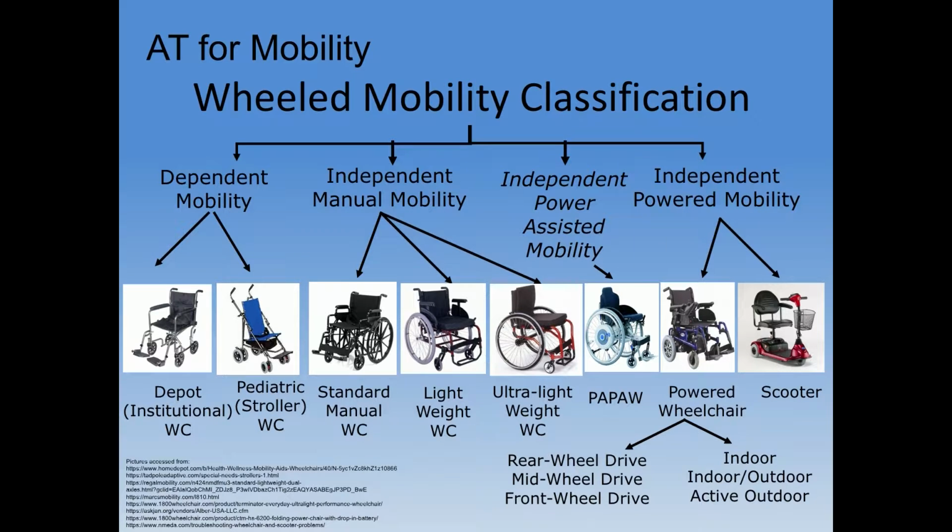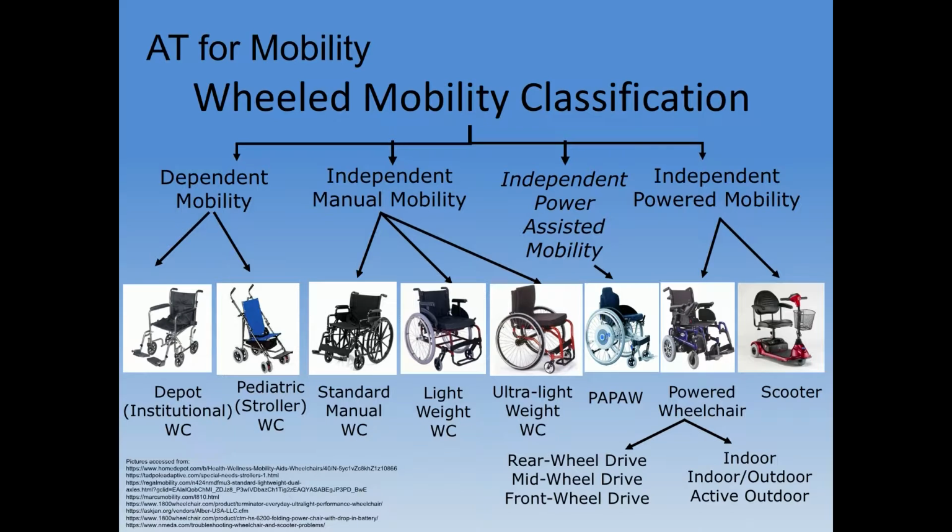So we have 4 categories. There's dependent mobility, and that's for individuals who require a bystander or a caregiver to push them because they don't simply have the physical or the cognitive capacity to do that. And then we have the independent manual mobility, starting with a very standard manual wheelchair. This is used for people who require to move very limited distances within a confined space. Very low cost standard wheelchair.